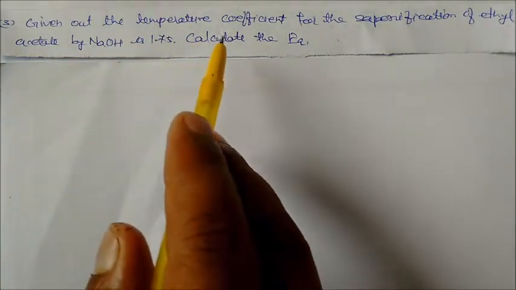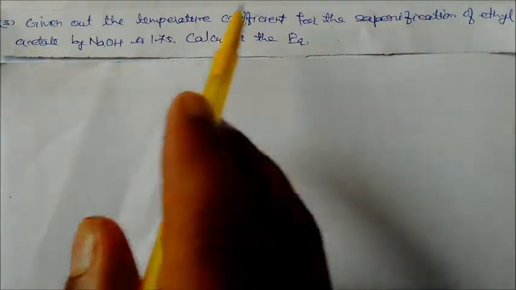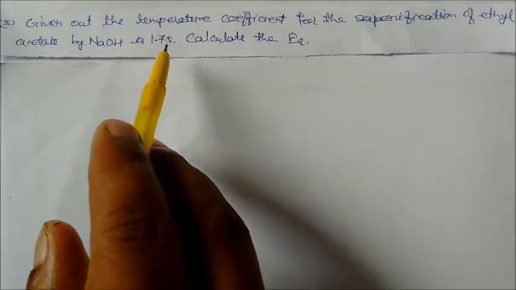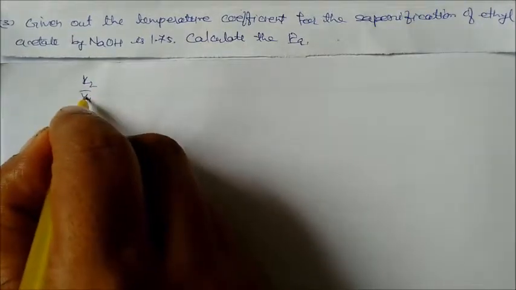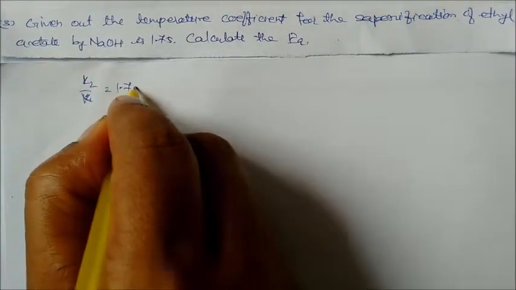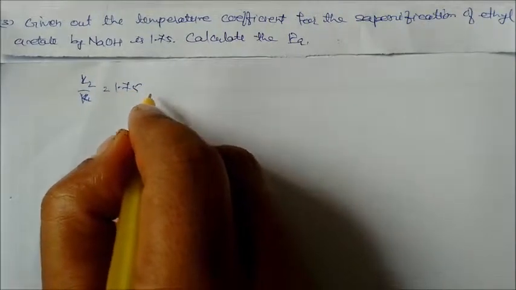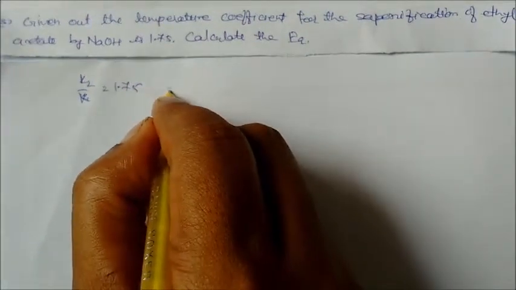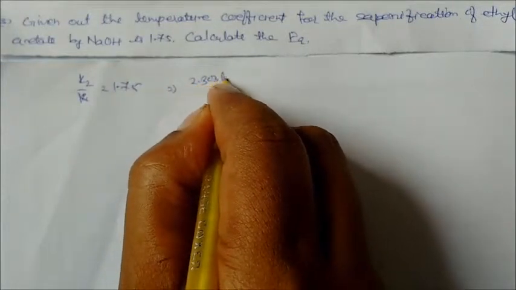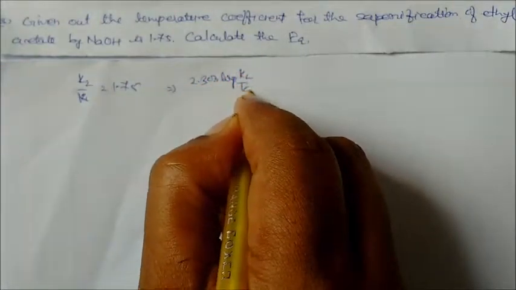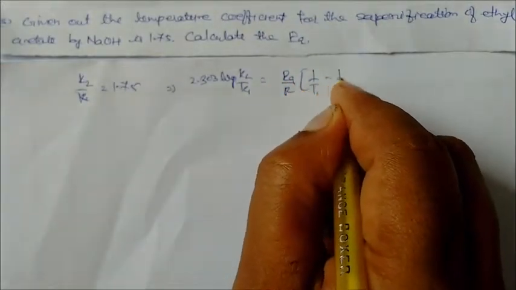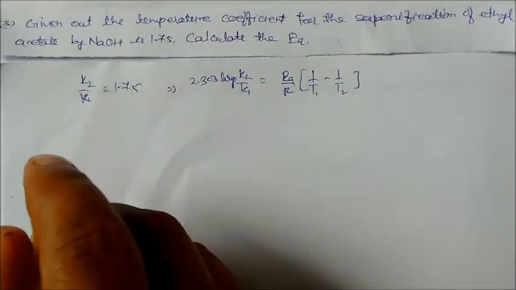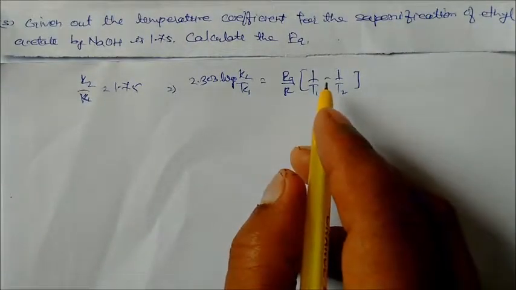Given that the temperature coefficient for the saponification of ethyl acetate by sodium hydroxide is 1.75, calculate the activation energy. So again we will use K2 by K1, that is the temperature coefficient. They have given how much? 1.75. So now we need to find out the EA. So again you use the Arrhenius equation, 2.303 log of K2 by K1 equals EA by R, and temperature is lower temperature minus higher temperature. So what is the lower temperature, what is the higher temperature?